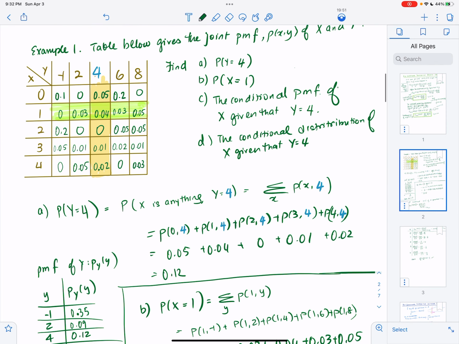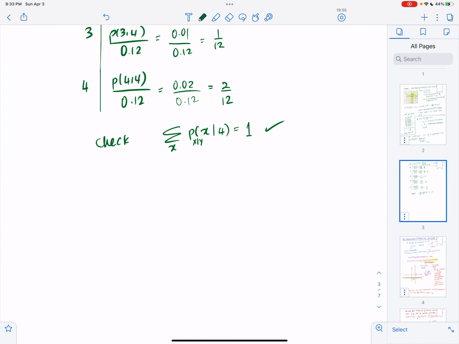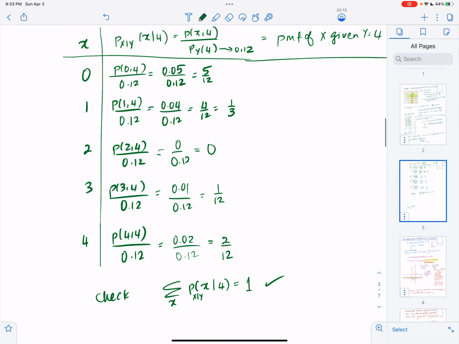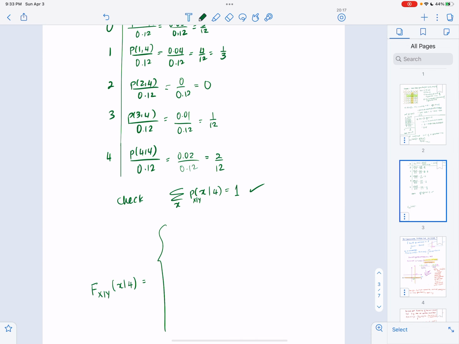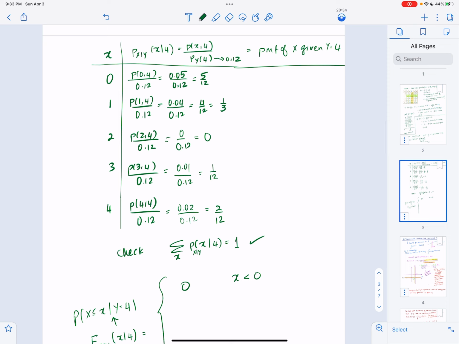That's part C. And part D is the conditional distribution of x given that y equals 4. Okay, so what we want is this. All right. So what is this? You know that these are the values of x, 0, 1, 2, 3, 4. So if x is less than 0, the probability, this is the probability x less than or equal to little x, given that y is 4, okay? If x is less than 0, you know that is 0. Then what happens? You can forget that you're doing conditioning and just think of this like you did when you were studying discrete random variables. To the left of 0, it's 0, so it stays 0. Then at 0, it jumped to 5/12.